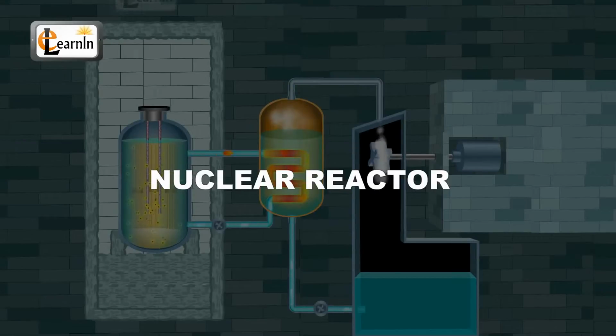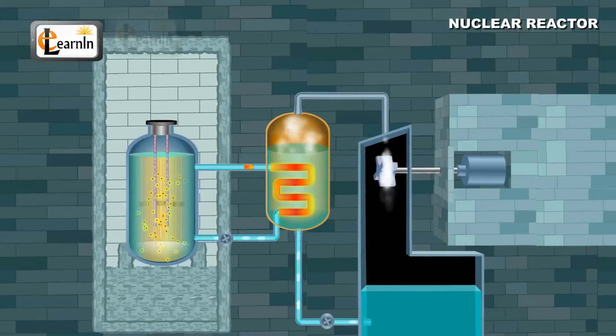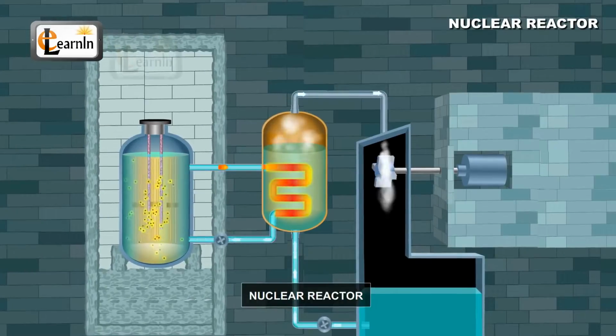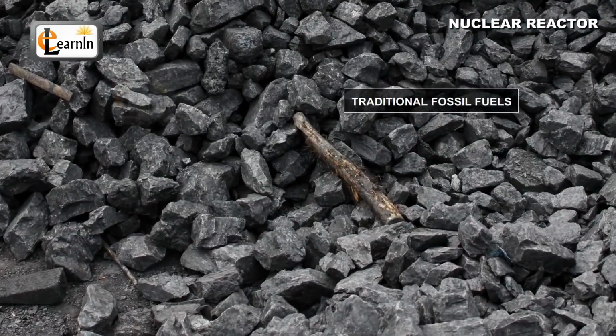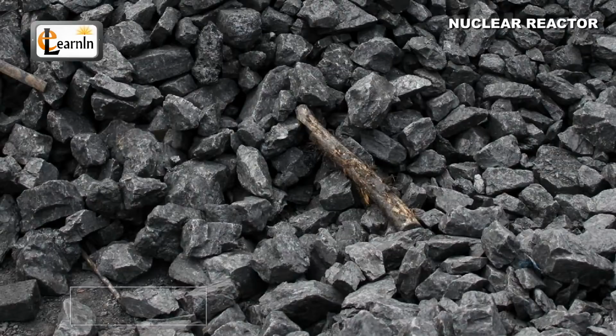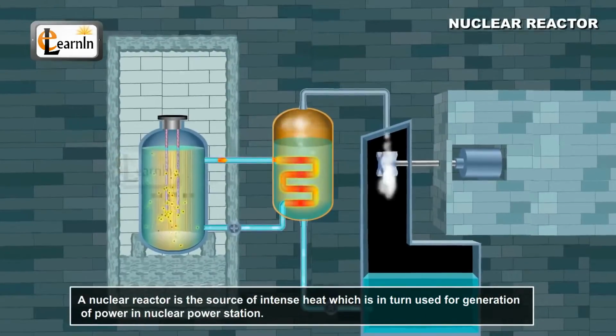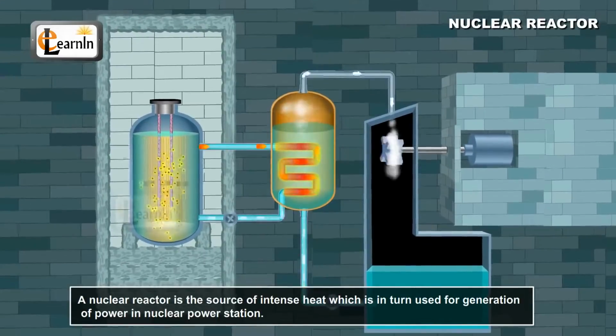Nuclear reactor. In this video, we're going to learn about the nuclear reactor. Nuclear reactors are the modern-day devices extensively used for power generation, as the traditional fossil fuels, like coal, are at the brink of extinction. A nuclear reactor is the source of intense heat, which is in turn used for generation of power in nuclear power stations.